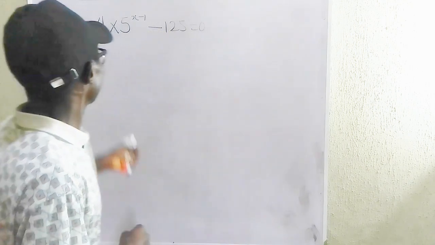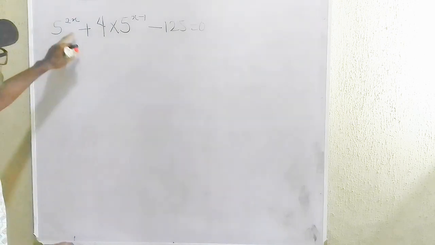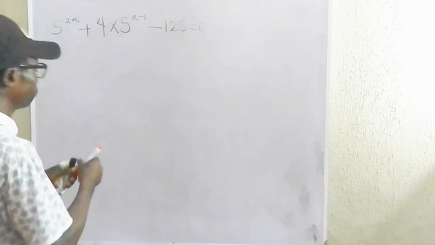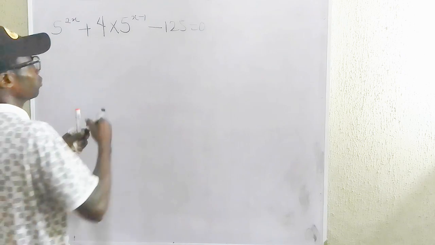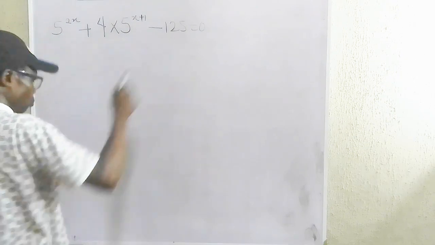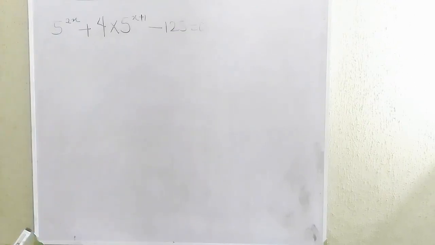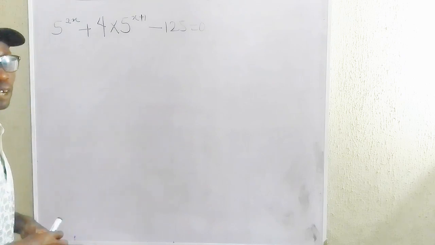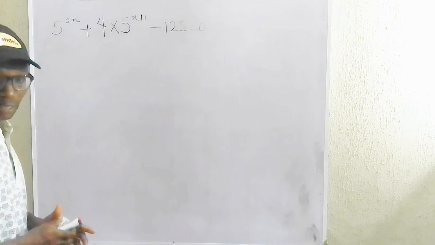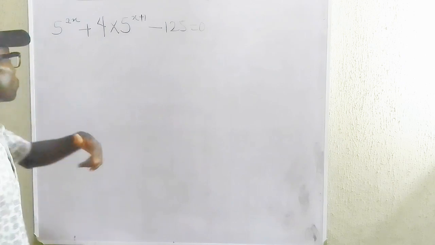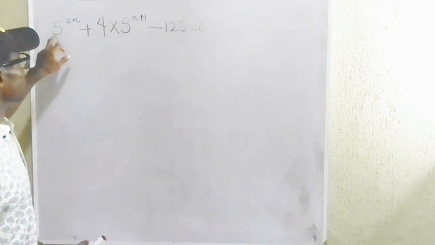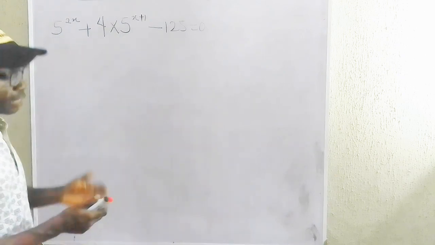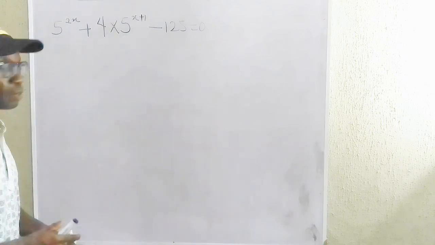Now look at this. This is 5 raised to the power of 2x plus 4 times 5 raised to the power of x plus 1, minus 125. Sorry, this is plus 1 in the original question. Now you want to take it gradually. Like what I've said in the previous videos, if you missed, please go back to the previous videos. This one gives us a clue that you can turn this to this, and then we'll proceed from there.